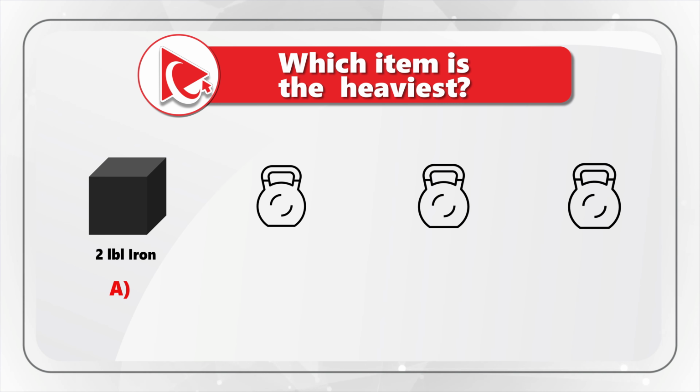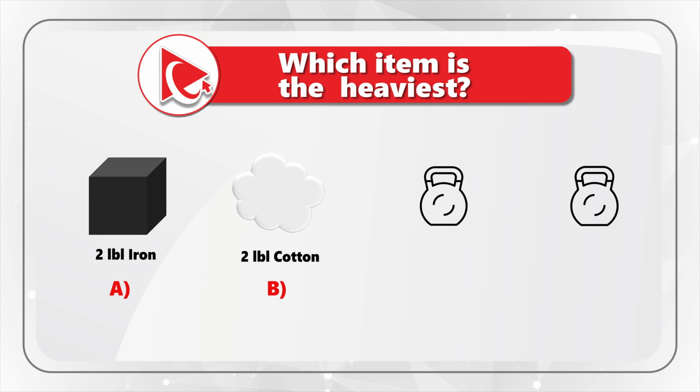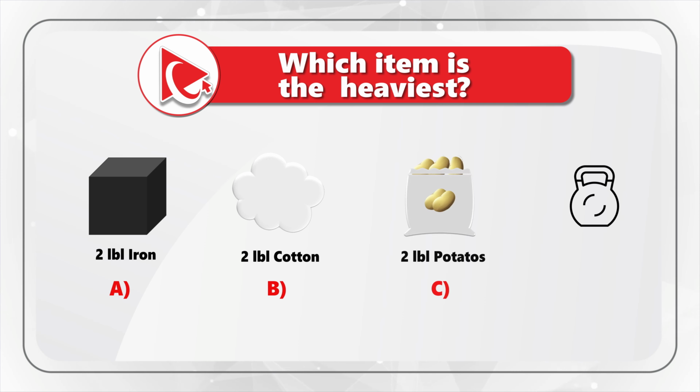Choice A, 2 pounds of iron. Choice B, 2 pounds of cotton. Choice C, 2 pounds of potatoes. And last but not least, choice D, neither one. Take a close look to see if you can come up with the answer.